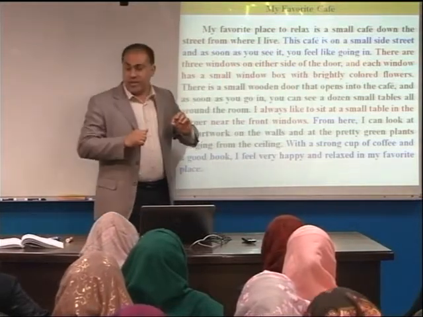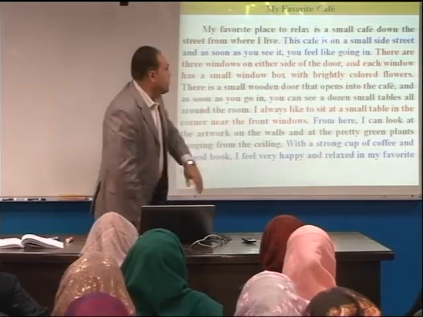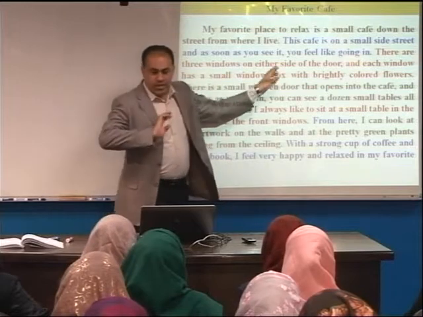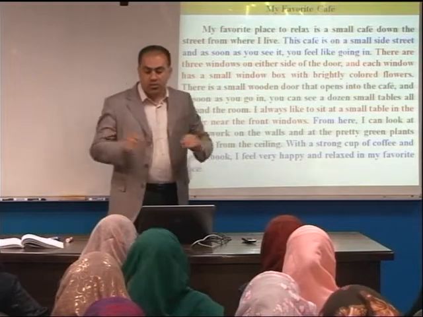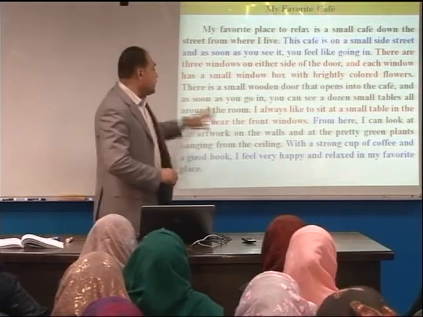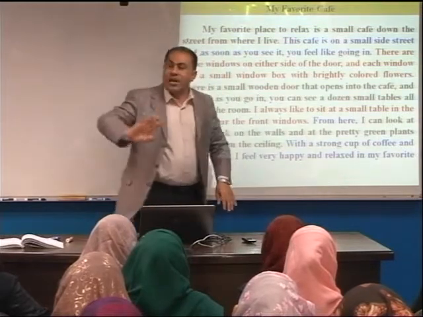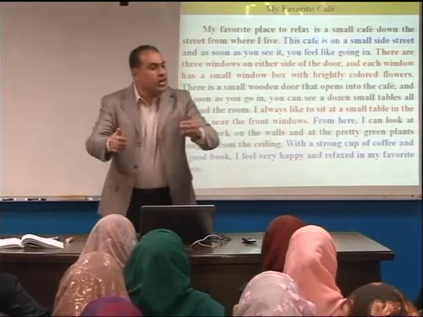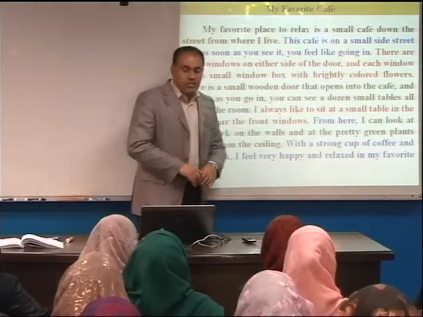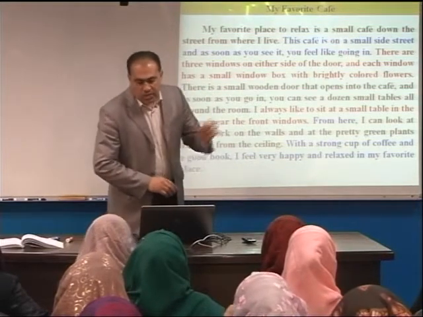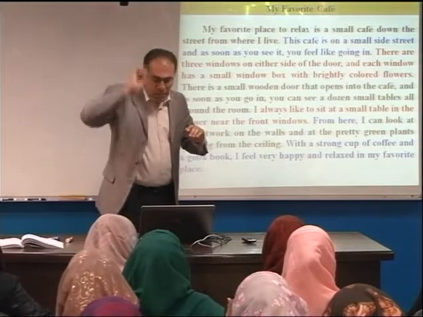Notice the perspective of the writer. He or she is outside, not inside that cafe. "There are 3 windows on either side of the door, and each window has a small window box with brightly colored flowers. There is a small wooden door that opens into the cafe." Notice that I'm still outside the cafe. It opens into, not out of, the cafe. "And as soon as you go in, you can see a dozen small tables all around the room." Okay, so from outside to inside of the cafe.